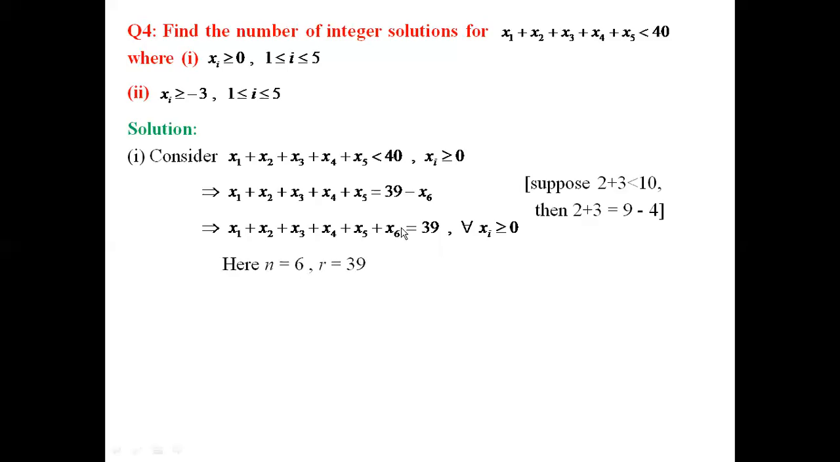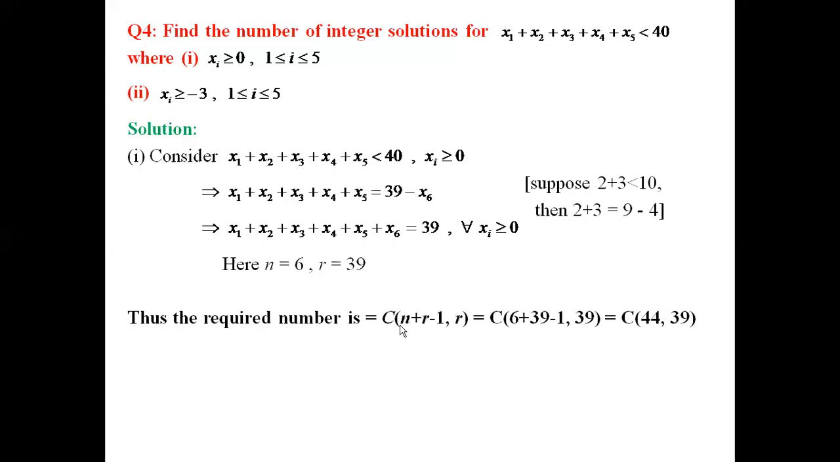Now taking n equal to 6 and r equal to 39, we'll be able to find the number of non-negative integer solutions for the given inequality. We converted the given inequality to an equality, and taking n equal to 6 and r equal to 39, the required number will be of the form C of n plus r minus 1 comma r. That is C of 6 plus 39 minus 1 comma 39, which will be 44C39 equal to 10,86,008.